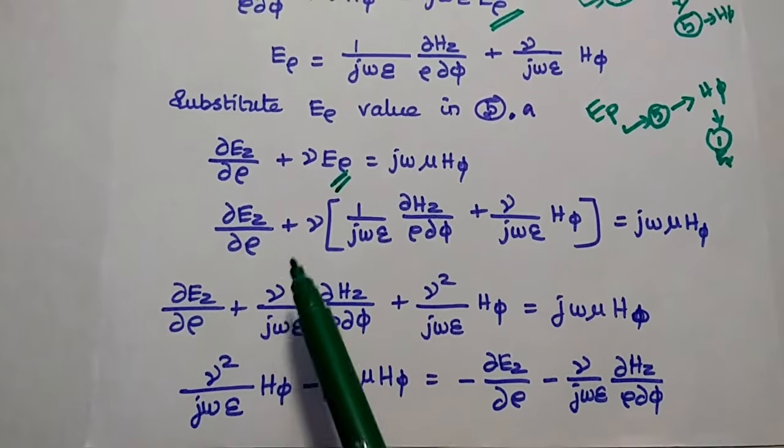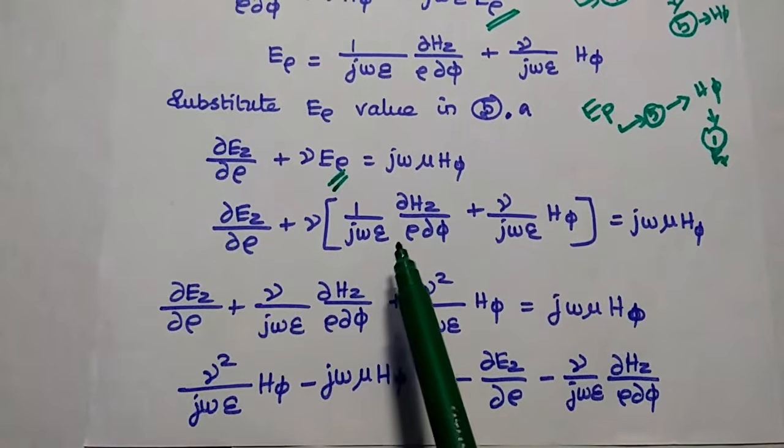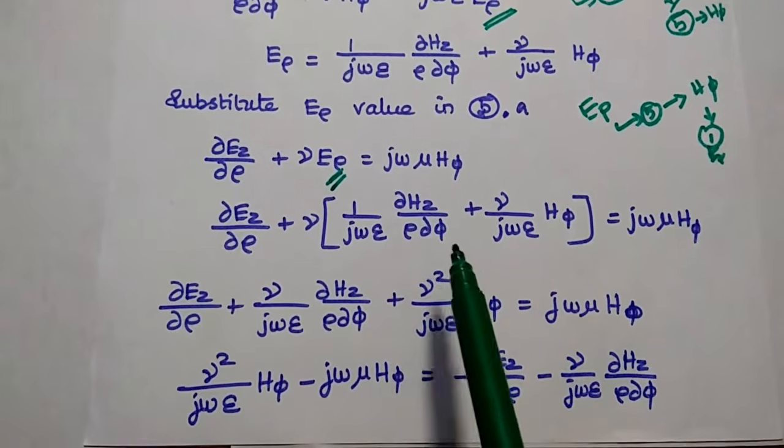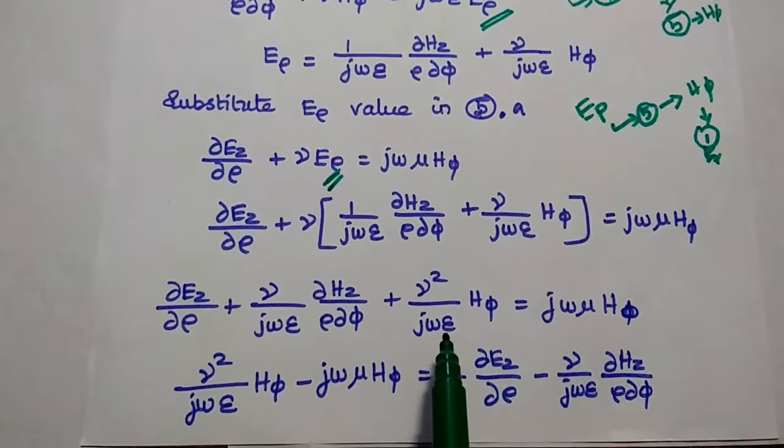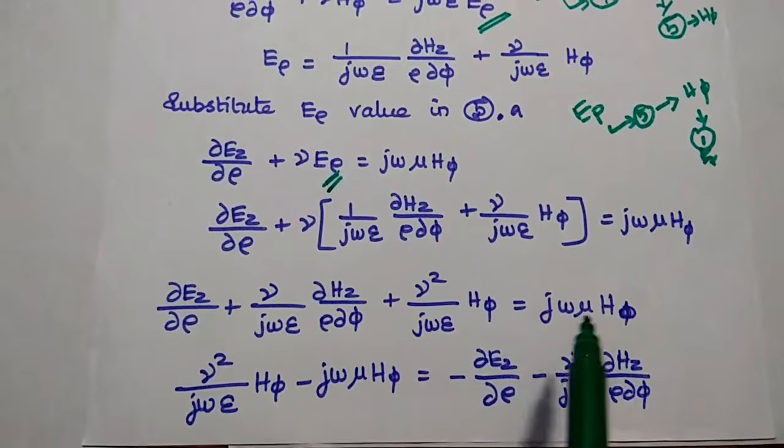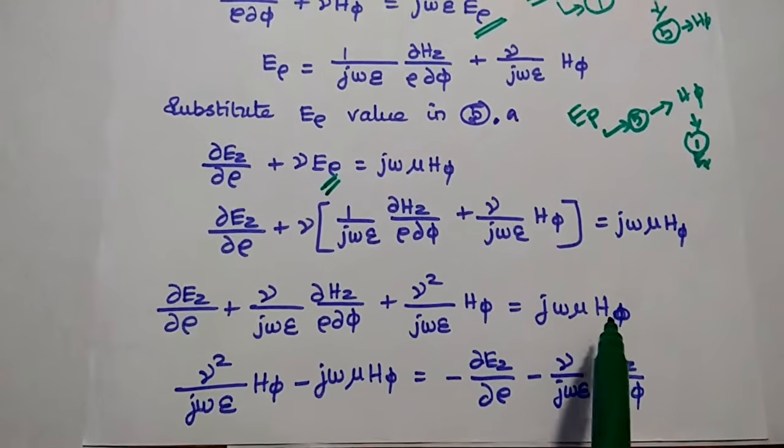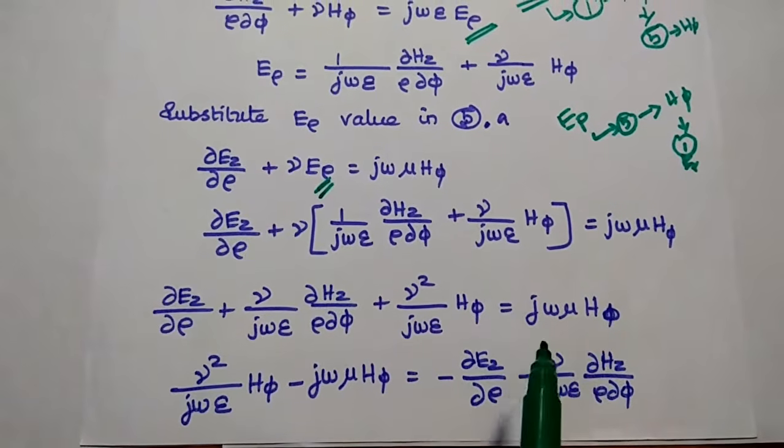∂Ez/∂ρ plus γ/(jωε) ∂Hz/(ρ∂φ) plus γ²/(jωε) Hφ is equal to jωμ Hφ. Correct? So next we are going to find out the value of Hφ.